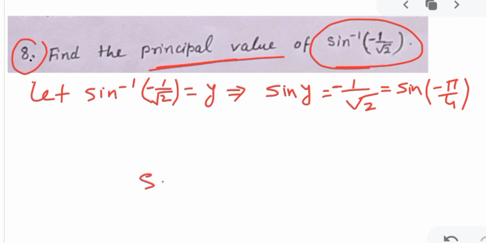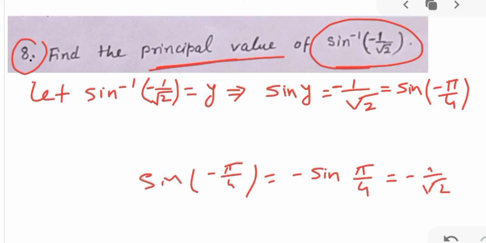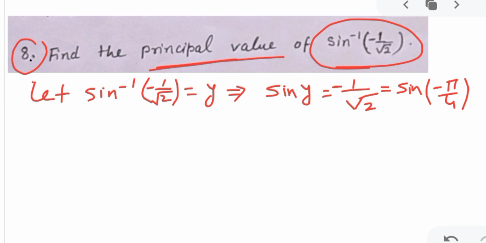So sin minus pi upon 4 will give minus sin pi upon 4, because sin minus theta is minus sin theta, and sin pi upon 4 value is 1 upon root 2. So sin minus pi upon 4 is nothing but minus 1 upon root 2. So this is clear. From here I can say y is equal to minus pi upon 4, since principal value is lying between minus pi upon 2 to pi upon 2. We know this.